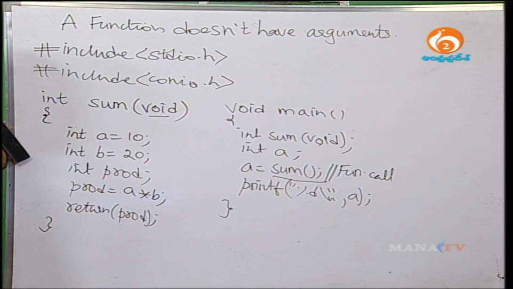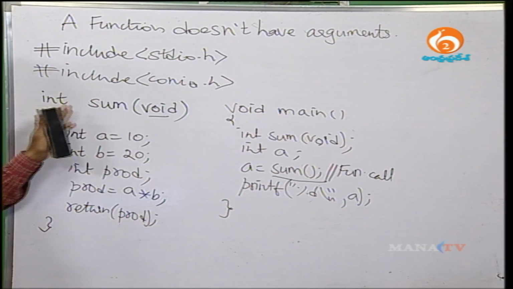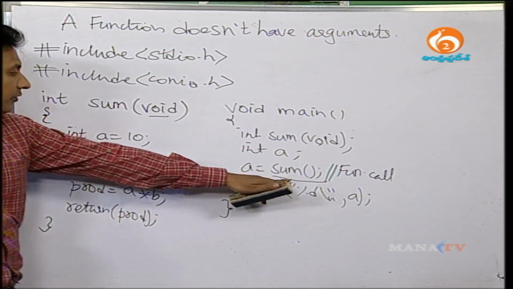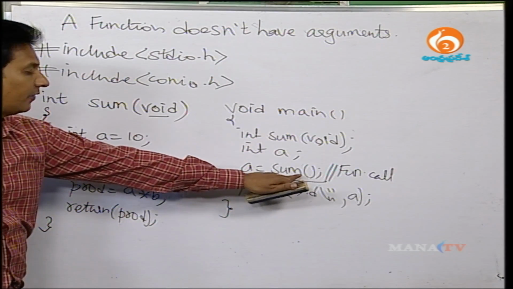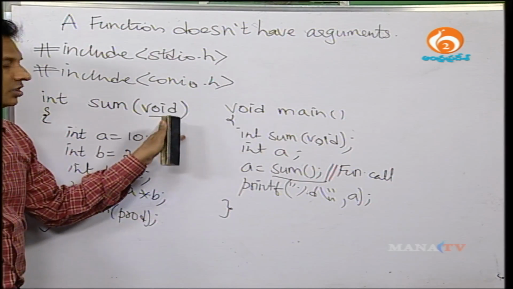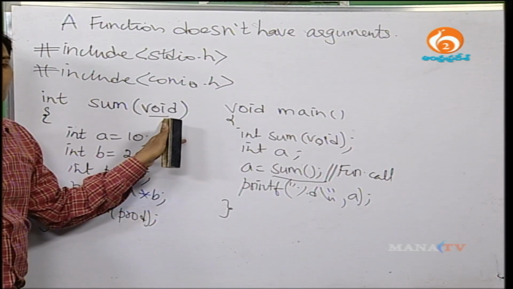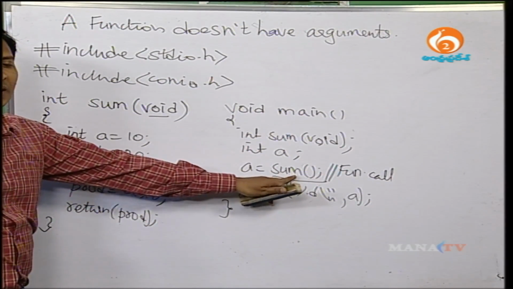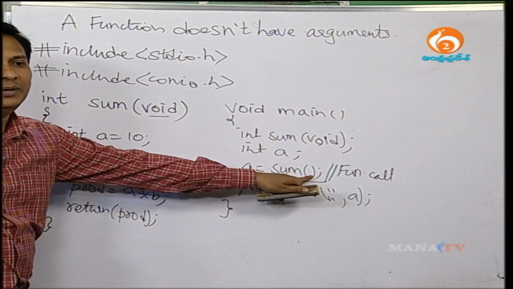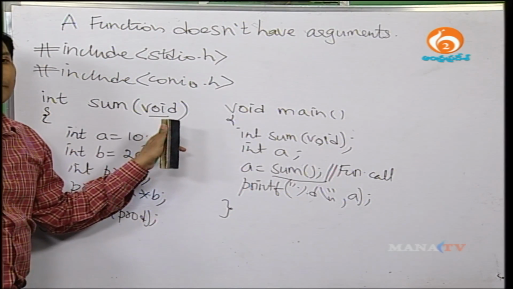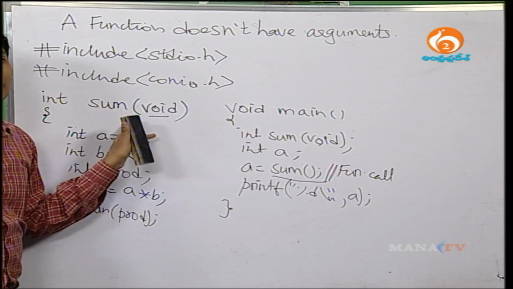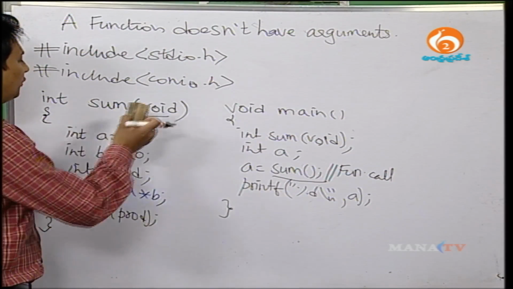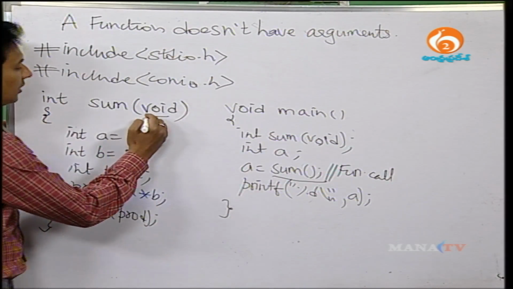A function with no arguments is defined when we do not want to pass any arguments from the function call to the function. When we do not want to pass any values or parameters to the function from the function call, then we write void. If you do not write it, no problem, this is optional.